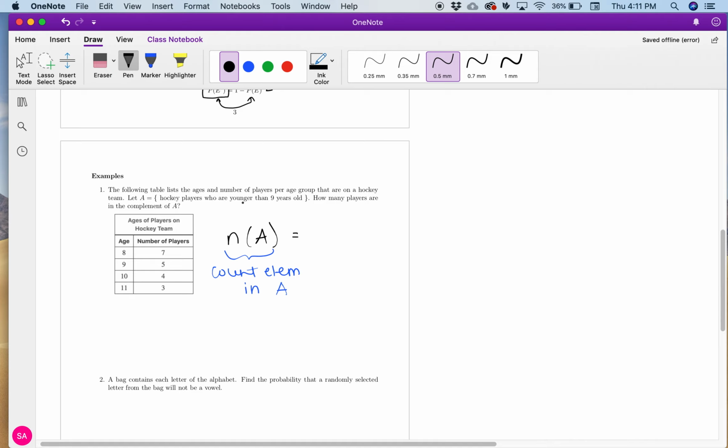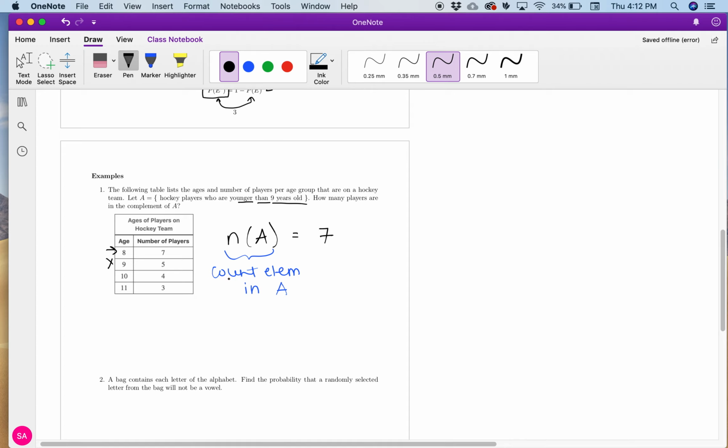So they're saying younger than 9 years old. They're not saying 9 years old and younger. They're saying strictly younger than. So we're not including the kids that are 9 years old. We're only including the people that are younger than 9, which will be the people that are of age 8. How many are there? 7.